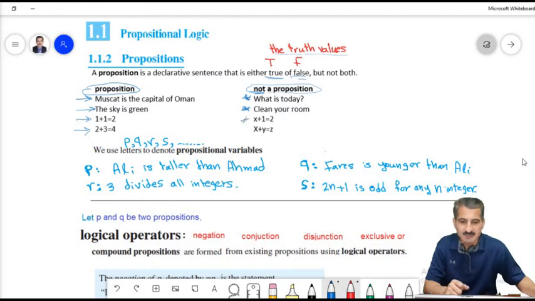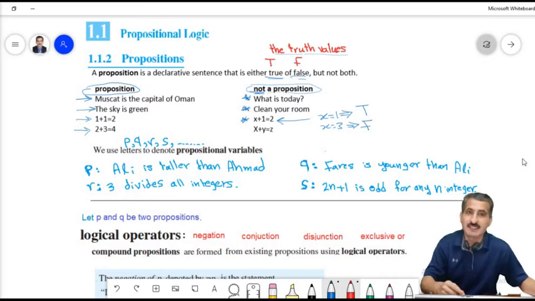x plus 1 equals 2. This one can be true and can be false. If x equals 1, then it takes the value true. If x equals 3, for example, then the sentence is false. So it can be either true or false, and we cannot decide. So it is not a proposition.